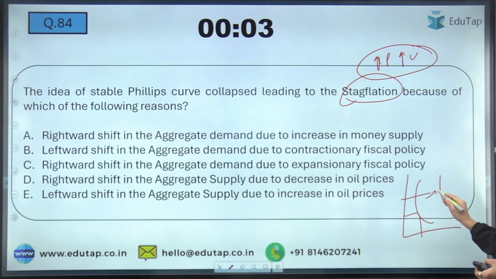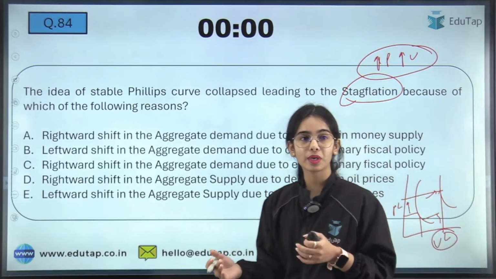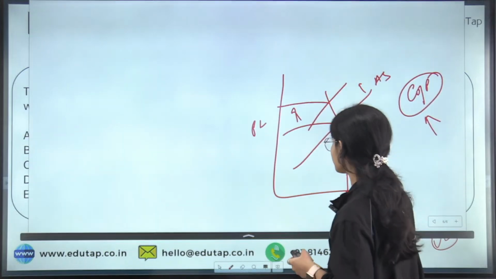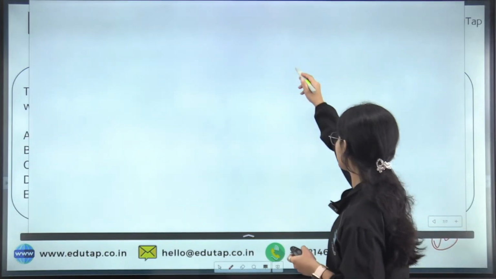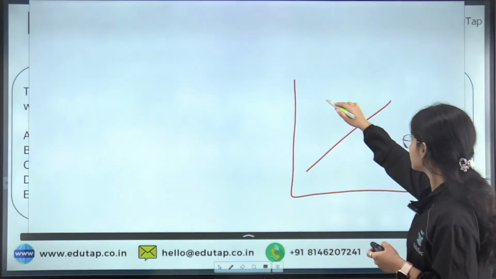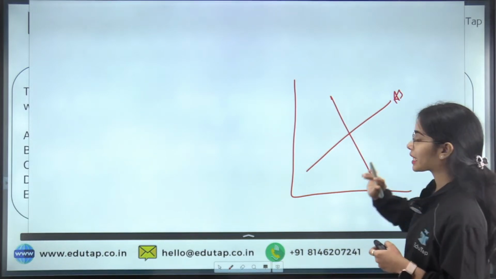The price level was increasing, as well as the unemployment rate. So in this scenario, what happened? There was, first of all, a leftward shift in the aggregate supply curve. The oil prices started to increase.